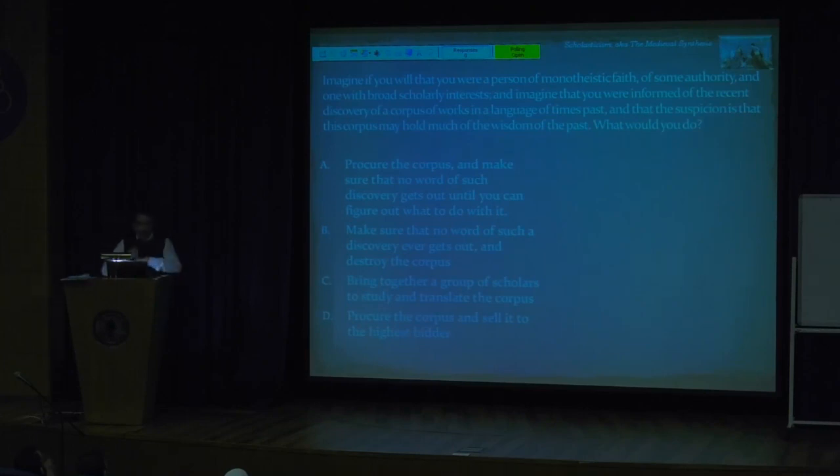And you're given these 4 possible options for what you could do with that. What would you do? Would you procure the corpus and make sure that no word of such discovery goes out until you can figure out what to do with it? Would you make sure that no word of such discovery ever goes out and you destroy the writings? Or would you bring together a group of scholars to study and translate the corpus? Or would you procure the corpus and sell it to the highest bidder? Please use your clickers.